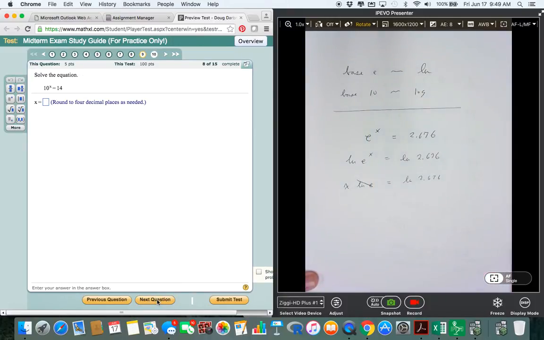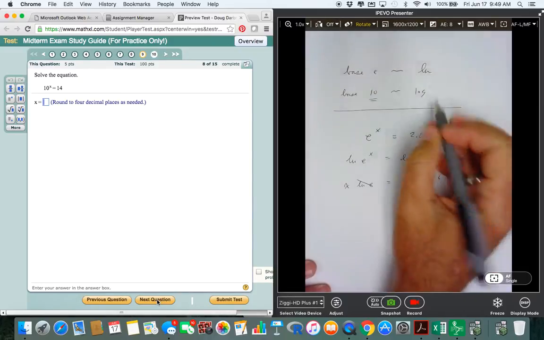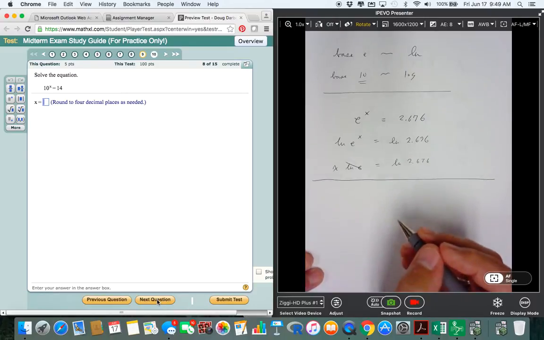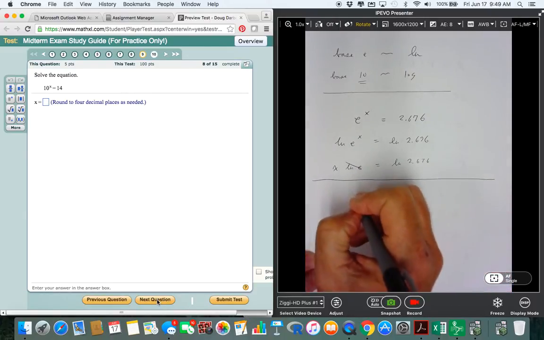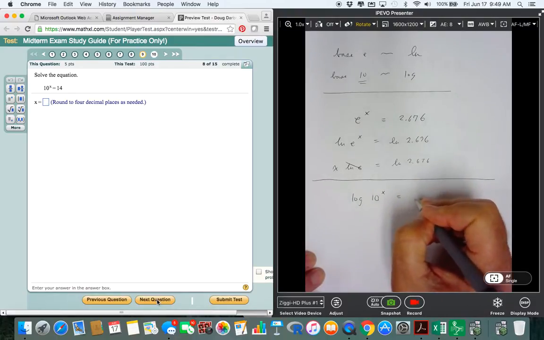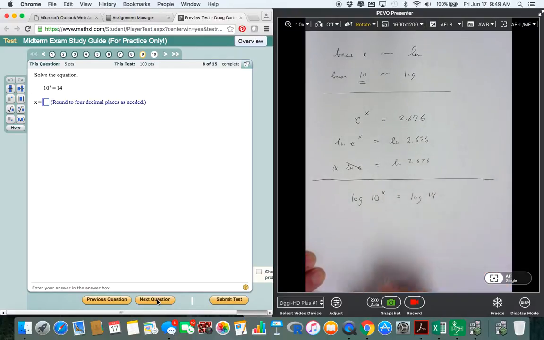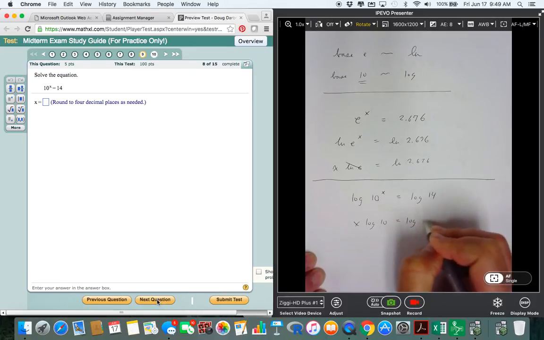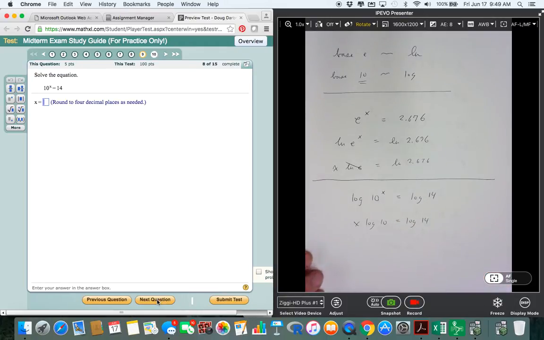Now, same thing right here. Base 10, right? There's nothing to do. Again, you lick your chops at it, because if I take the log of the left side and the log of the right side, now if I take the natural log of 10, I get into some wacky stuff. But if I take the log of 10, that's just 1. Again, exponent, bring it out front. Log of 14.